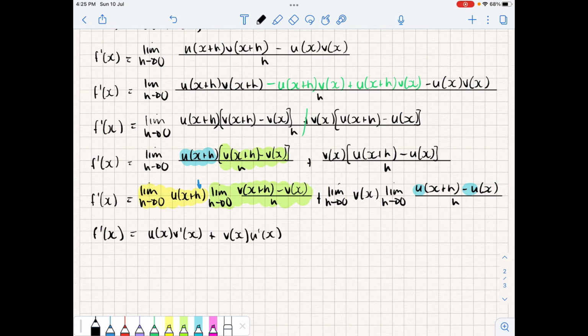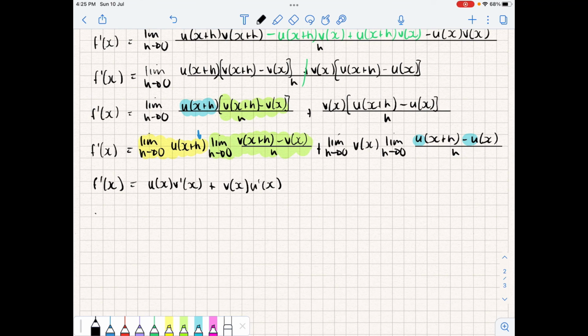And so what we've got is, if we want to calculate the derivative of a product, we basically take the first function and we multiply it by the derivative of the second function. And then we take the second function and we multiply it by the derivative of the first function. And that is our formula, or our rule, for differentiating products.